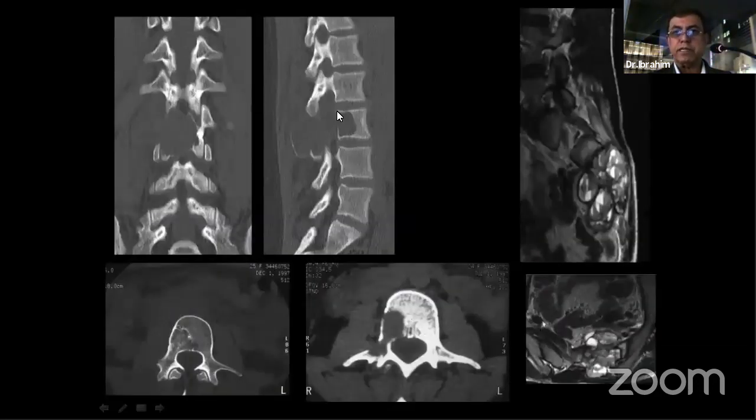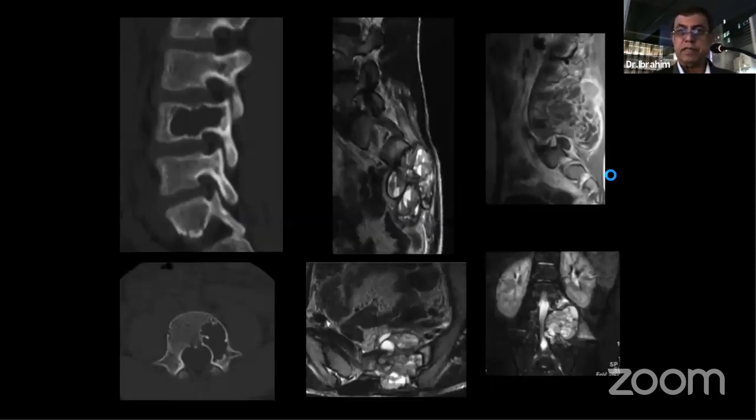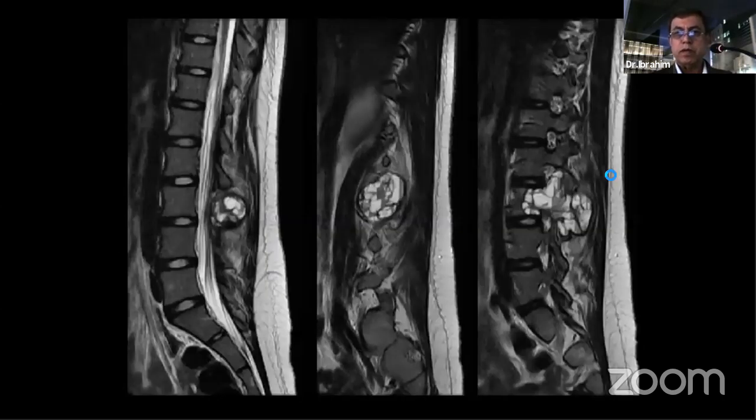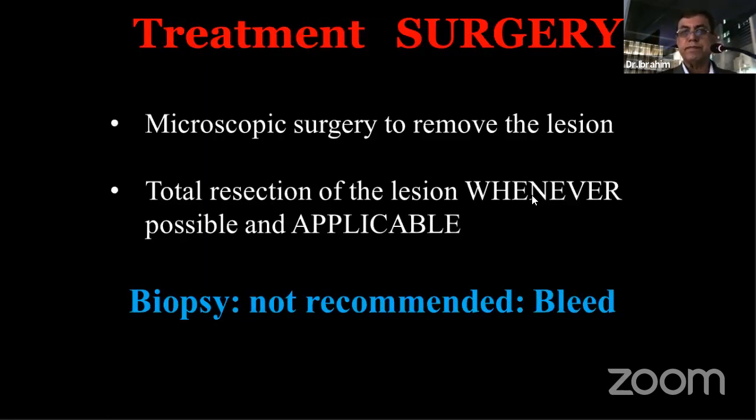And here again, it is a punched out osteolytic lesion affecting the lumbar spine or the sacral spine. As we said, the sacrum is the least affected in the spine. Here, it is soft tissue mainly, but again, it is extending into the bone. So you can get extra osseous aneurysmal bone cysts. What's the treatment of these cases?